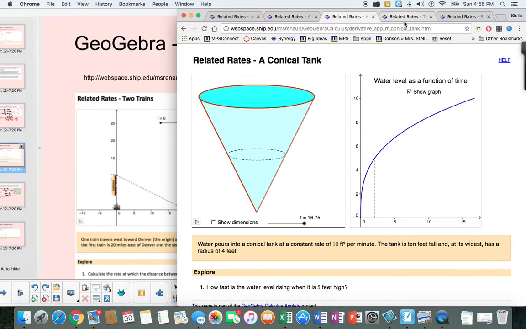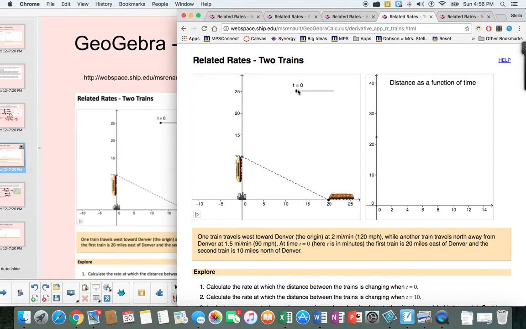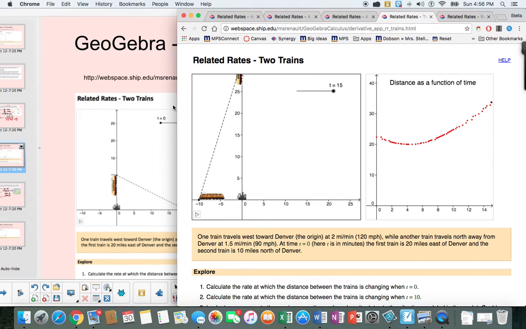Okay, GeoGebra has an interesting little demonstration with trains. Now they're not the same situation as the cars, but again you can see the distances relating to each other.